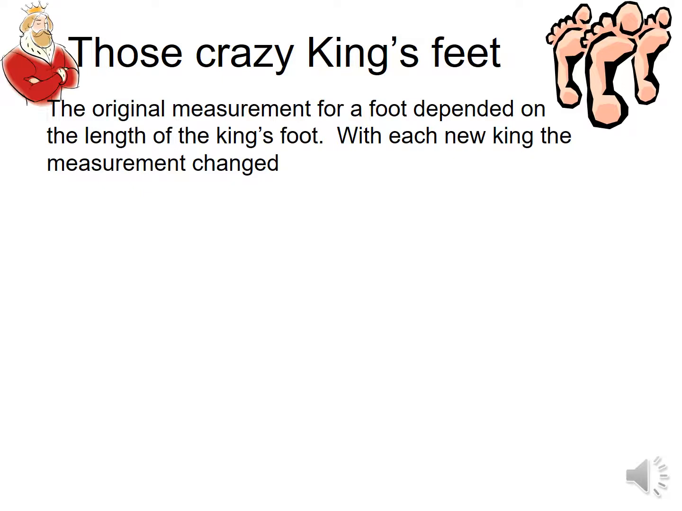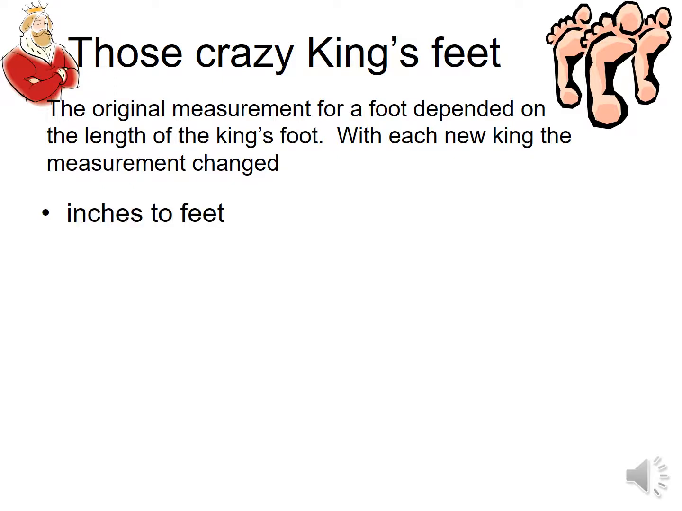And so the king, maybe he's the standard. So the length of the king's foot. You get a king with shorter feet, you have to change the measurement of the foot. The foot no longer is the same amount of length. So I guess you would say when the king dies, you have to get a new ruler, right? New ruler, get it? Okay, with each new king, the measurement would have changed.